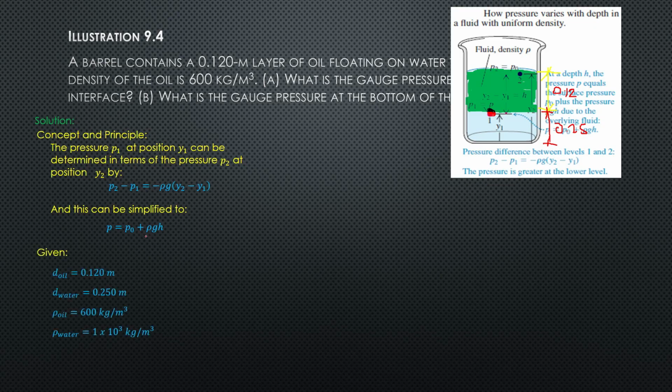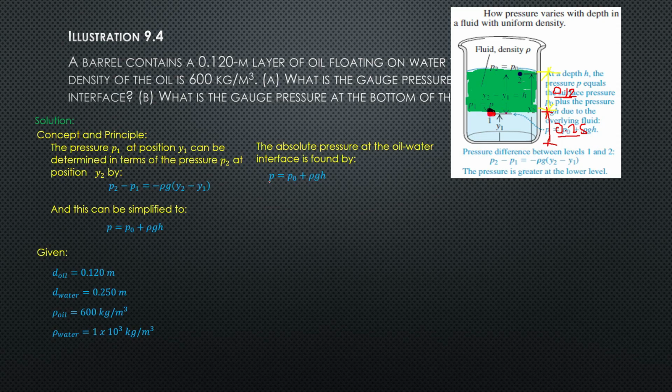So given the depth of oil is 0.12, and the depth of water is 0.25. The density of oil, this is oil, the green colored highlighted, and the density of water from the table is 1000 kilograms per cubic meter. Now the absolute pressure at the oil-water interface is found by using this formula at that point.